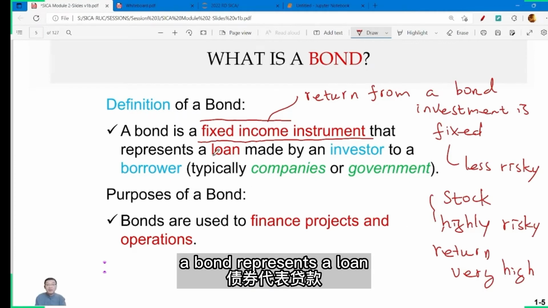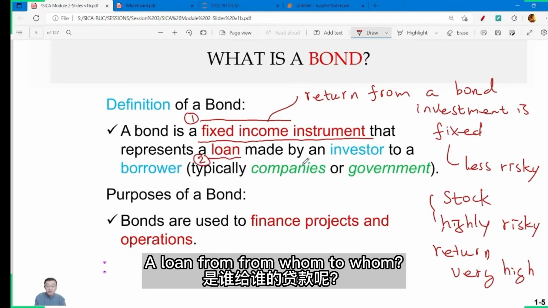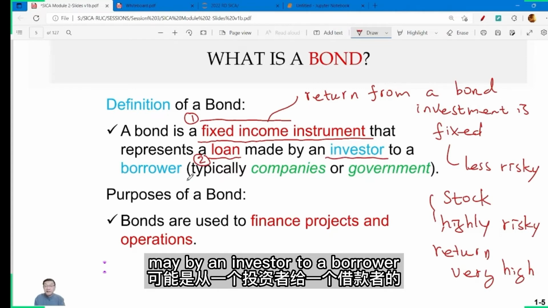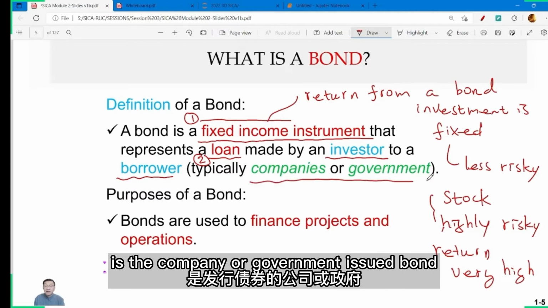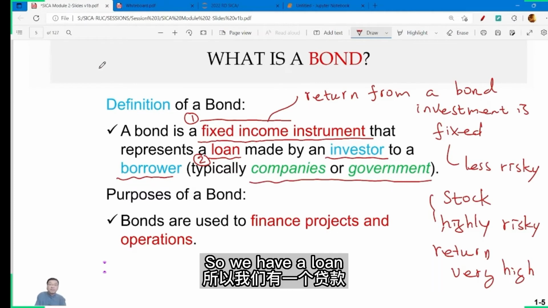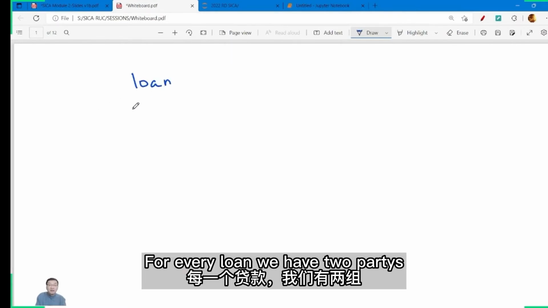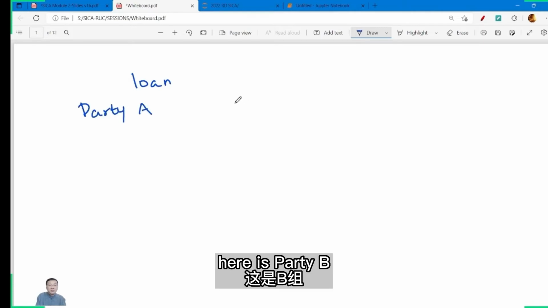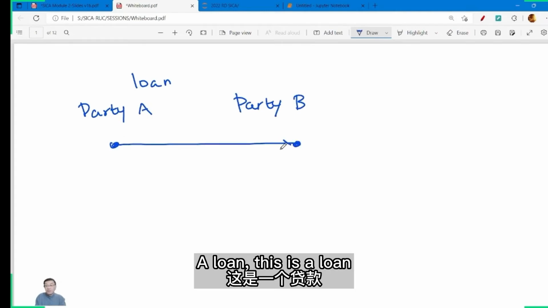A bond represents a loan, the second keyword. A loan from whom to whom? Made by an investor to a borrower. And the borrower here is the company or government that issued the bonds. For every loan, we have two parties. Here is party A, here is party B.